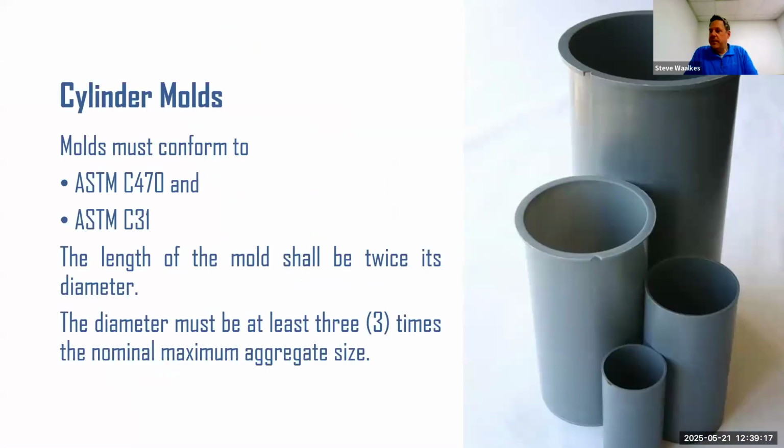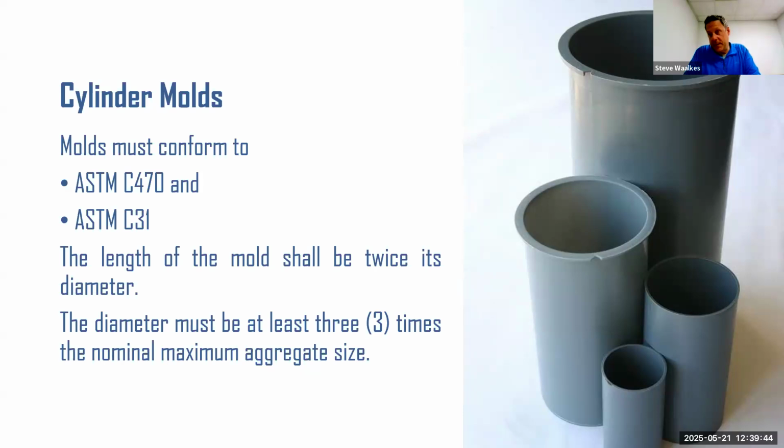Cylinder molds, there's a specification for those as well. They're always twice as tall as they are in diameter. So 6 by 12 being on the big side, 4 by 8 is that second one down. The third one there, that's probably a 3 by 6, I think. And then there's probably a 2 by 4. Those other ones do exist, but are not very common. 4 by 8 and 6 by 12 being the most common.